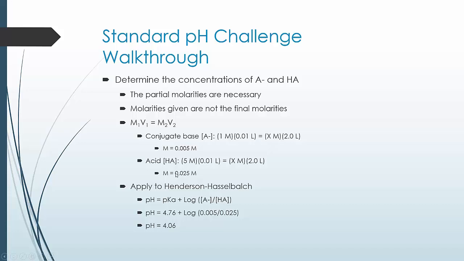They're not in this case, but if we add everything in, 4.76, which is the pKa of acetic acid, plus the log of 0.005 divided by 0.025, and you get a final pH of 4.06. A very standard pH challenge of just calculating the pH of a simple solution.